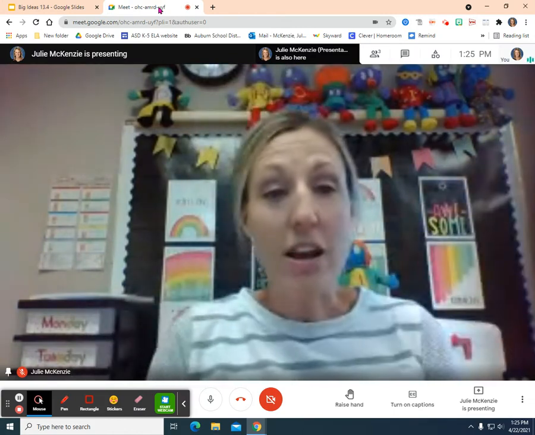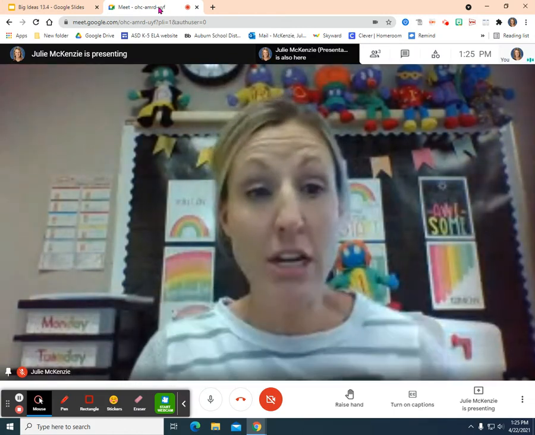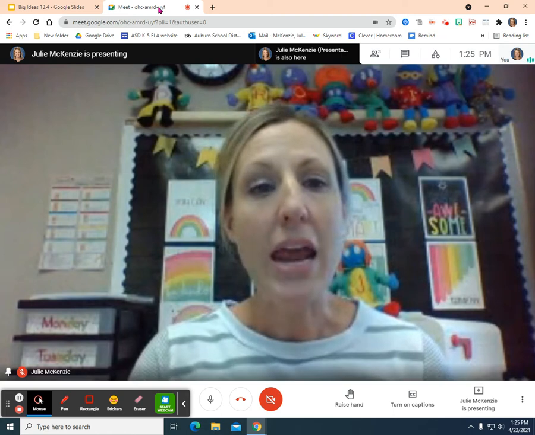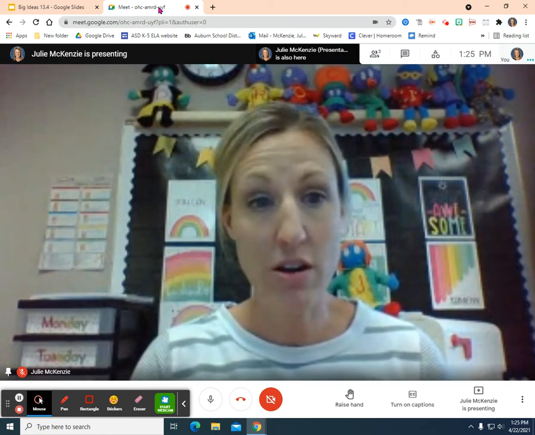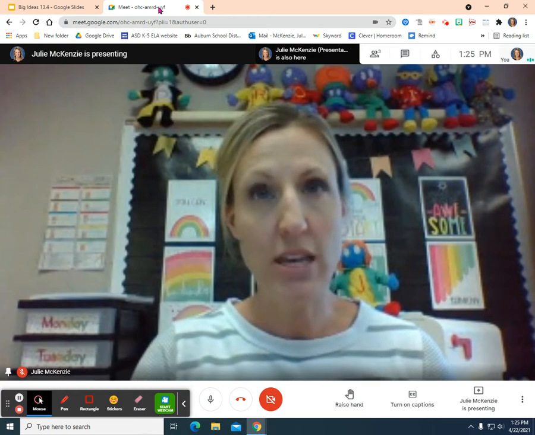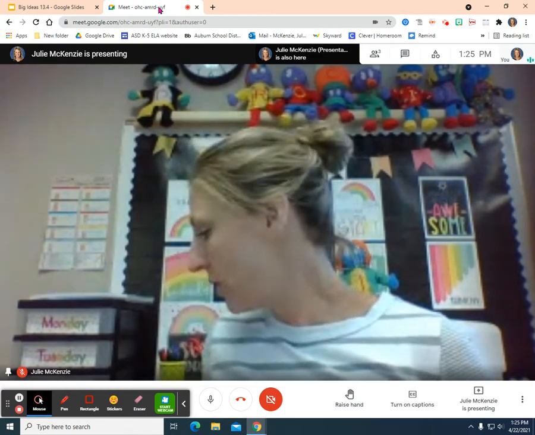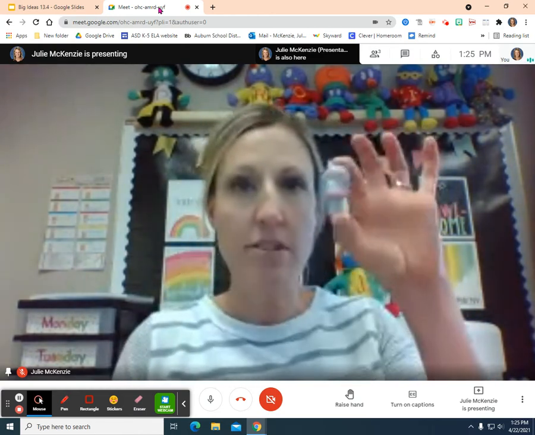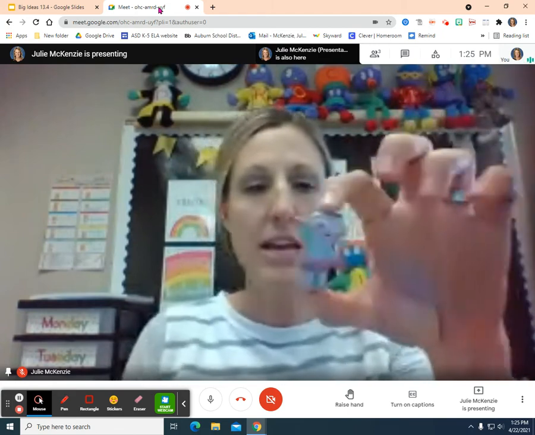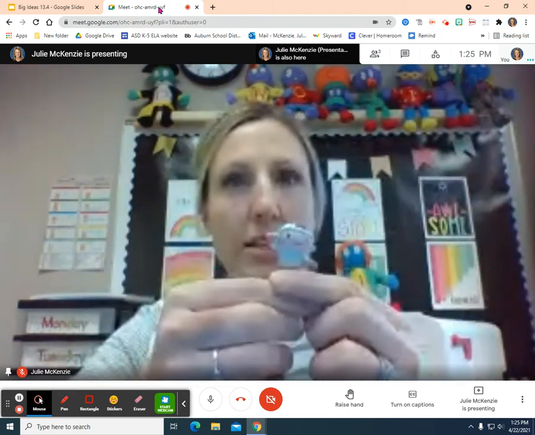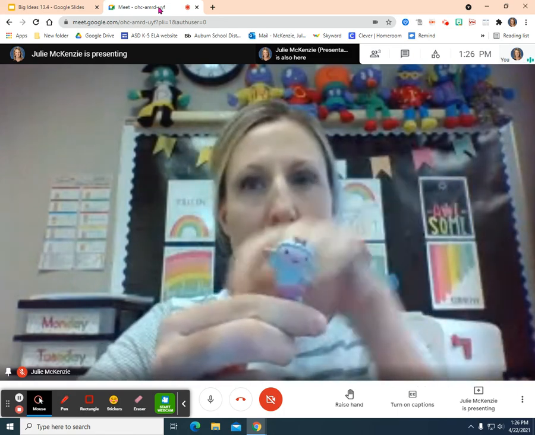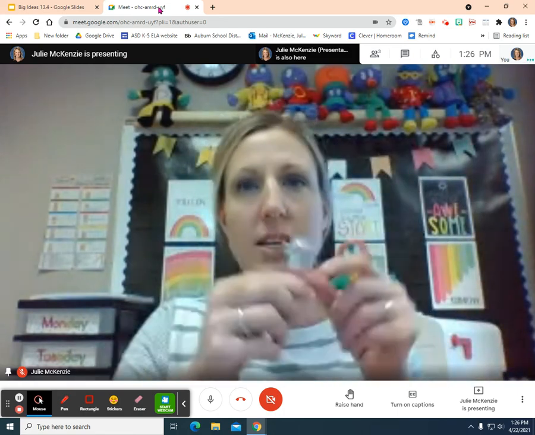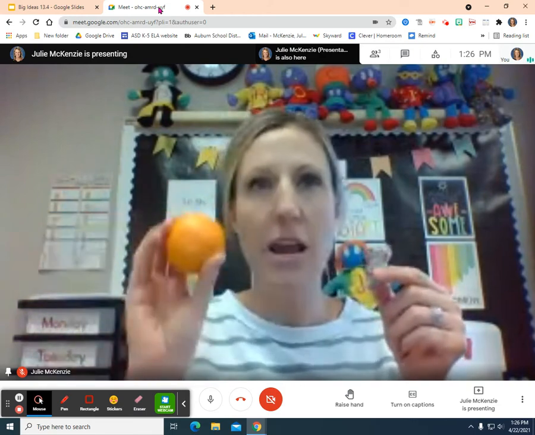So to get started, I have some objects to show you, and I want you to tell me which one you think is heavier and which one do you think is lighter. Let's start with these two objects. I have this tiny little lamb. Sorry, I don't know why it's so blurry. She's the Lammy character from Doc McStuffins. I have the lamb, and I have an orange.